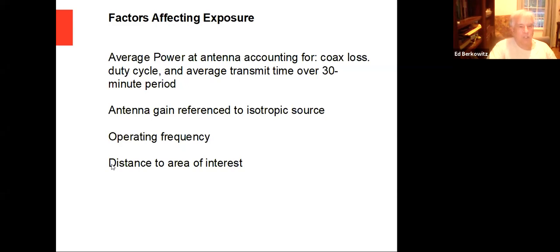Power falls off as 1/(4πr²). So it depends on the distance, for example, from your antenna to your neighbor's house, or your antenna to a child playing in your backyard, or from your antenna to yourself inside your shack. That's why the distance to the area of interest is a very key factor when we run through the math.